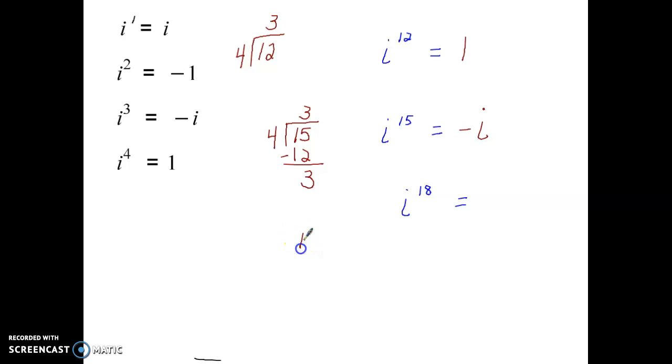My last example here would be 18. Four doesn't divide into 18 evenly, however I would have a remainder of 2. That means i to the 18th power should be the same thing as i squared. There's a correlation between the remainder and the exponent. Since i squared equals negative 1, i to the 18th would also equal negative 1.